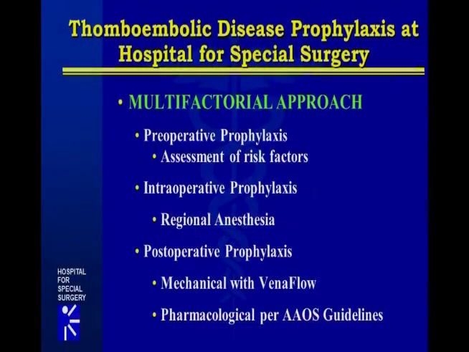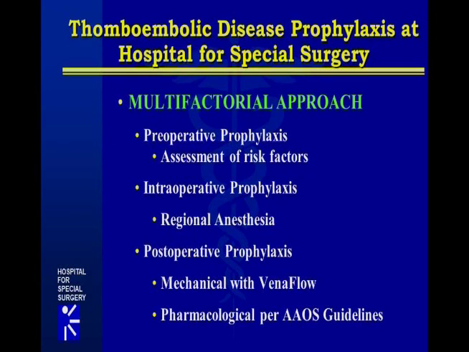And intraoperative prophylaxis, for us, is a regional anesthesia. And in hip replacement patients, we actually lower the mean arterial pressure, and we believe in doing this because we increase the blood flow by adding epinephrine, and this increases the blood flow to the limbs but lowers the incidence of deep venous thrombosis. Post-operative prophylaxis is crucial.